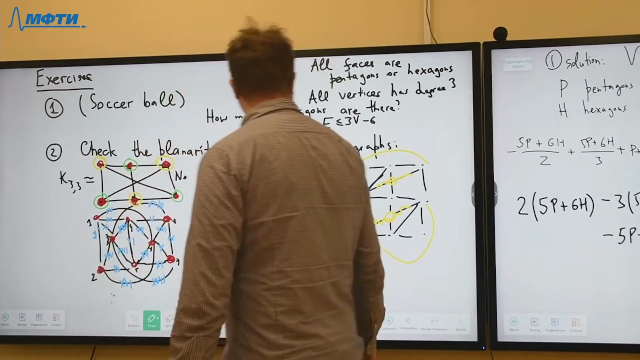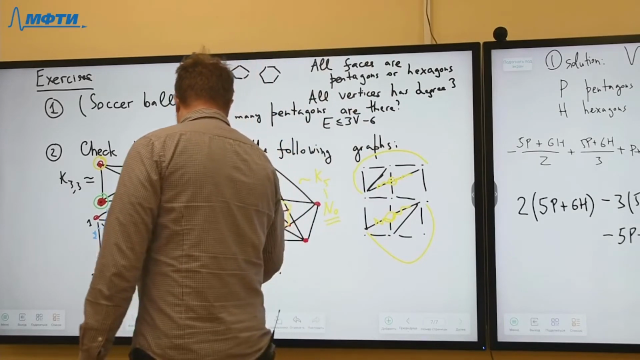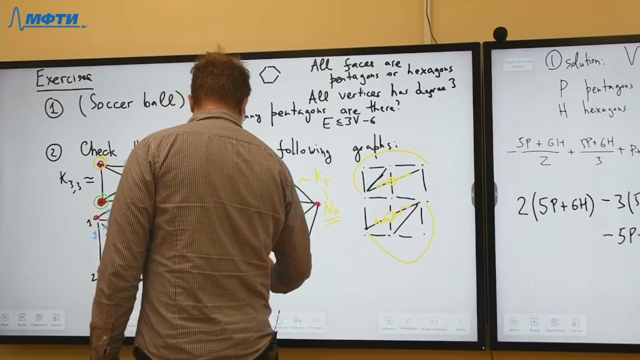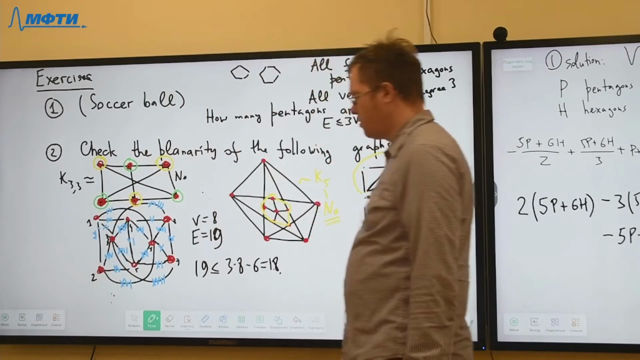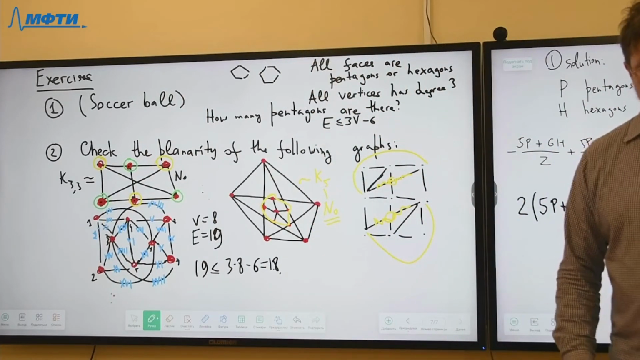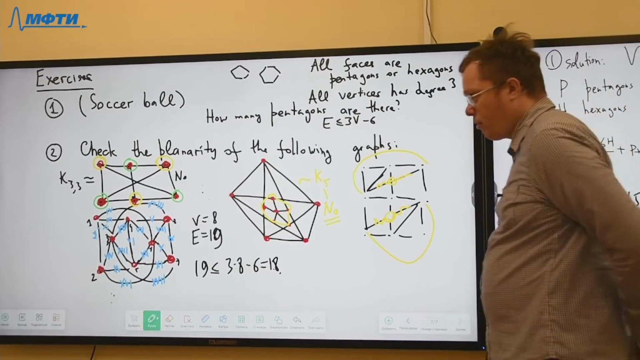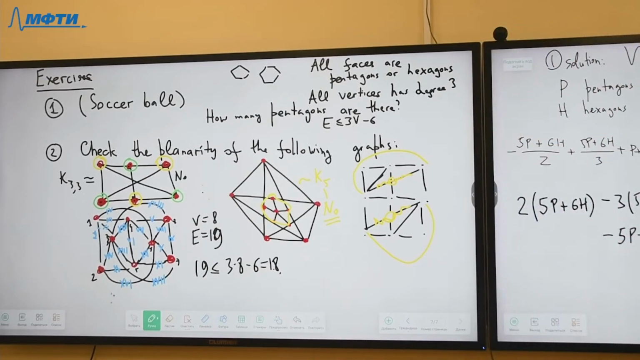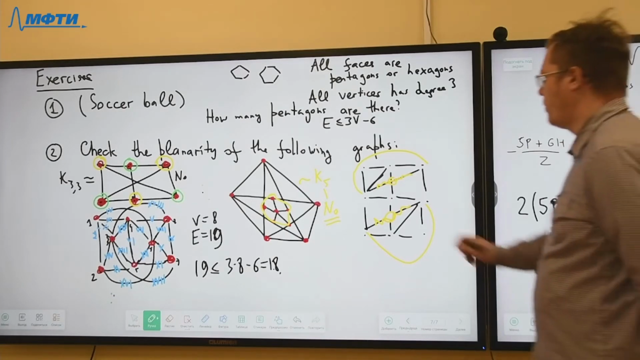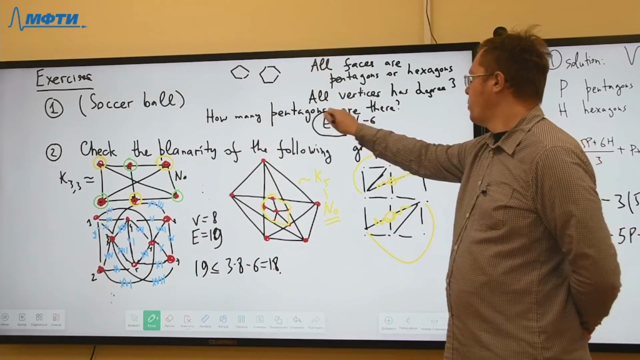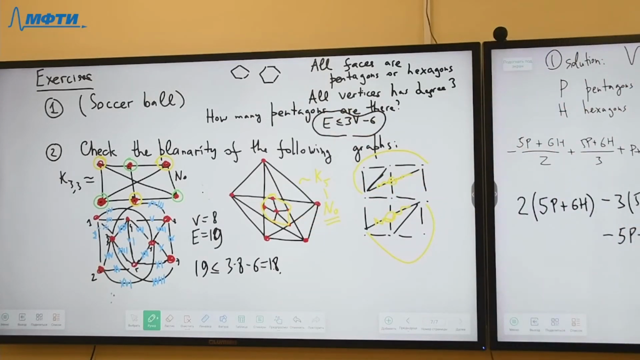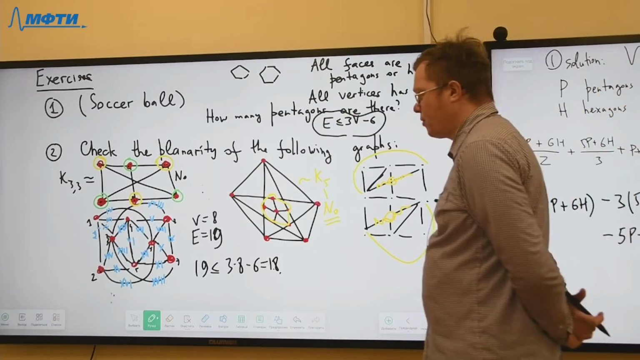19 edges here, but now we just use the inequality that I already proved and check that this is wrong. So this is not a planar graph, and we can try to find the K5 or K33 inside this. Three V minus six is the quantity that we proved already. Yeah, but we can check. So we can try to find a subgraph homeomorphic to K5 or K33 here.